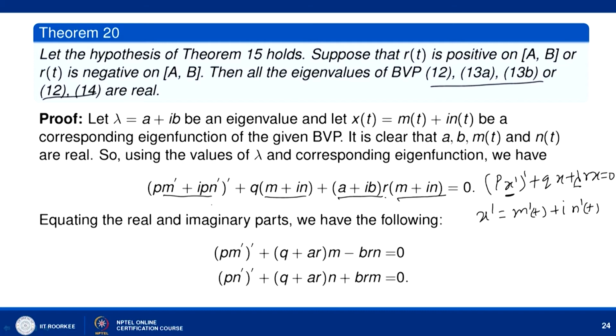Once we have put it here, we simplify this in terms of real and imaginary parts. Equating the real and imaginary parts, where the right side is 0 plus i 0, we have the following two equations: (P m')' plus Q m plus a R m minus b R n equal to 0, and (P n')' plus Q n plus a R n plus b R m equal to 0.